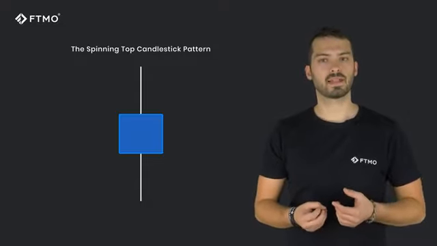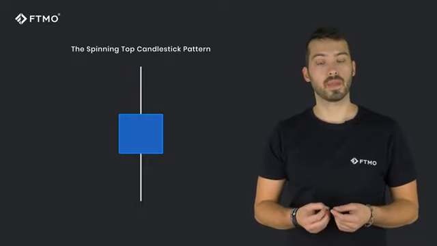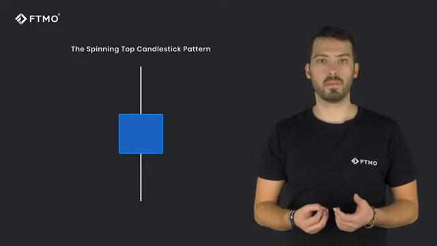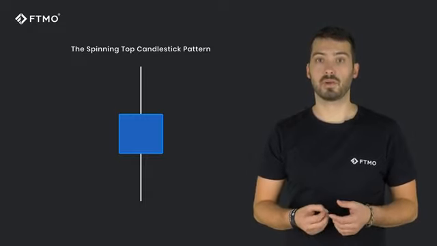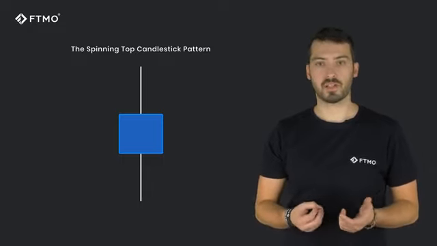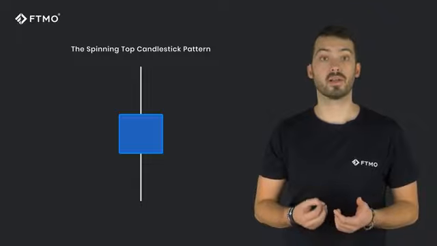The spinning top candlestick pattern has a single candle with a small body and a long wick. It signals indecision in the market. The general rule of thumb is that if we see the spinning top candlestick at a resistance level, it is a short reversal signal. Vice versa, spotting the spinning top candlestick at a support area signals a long reversal.